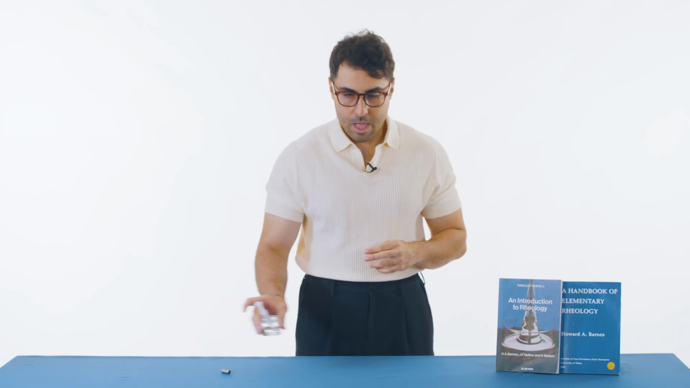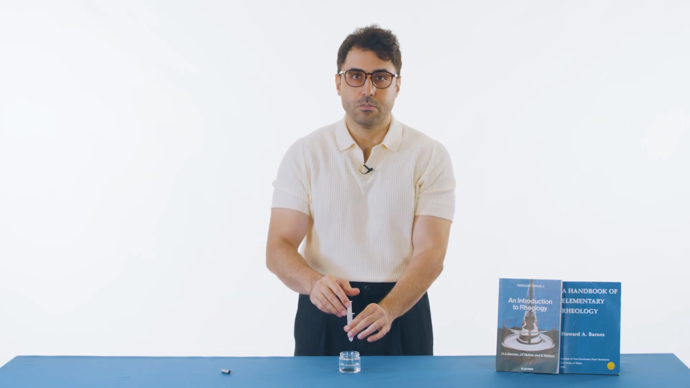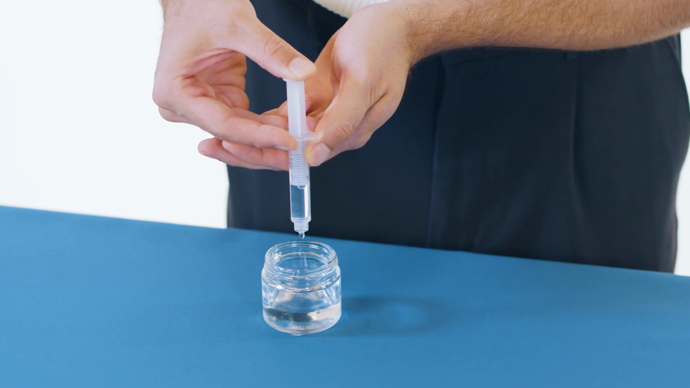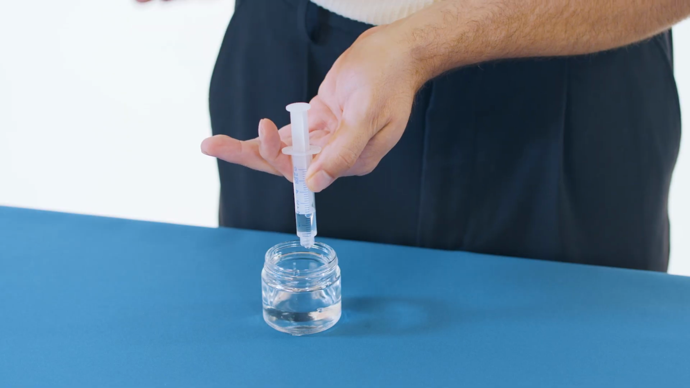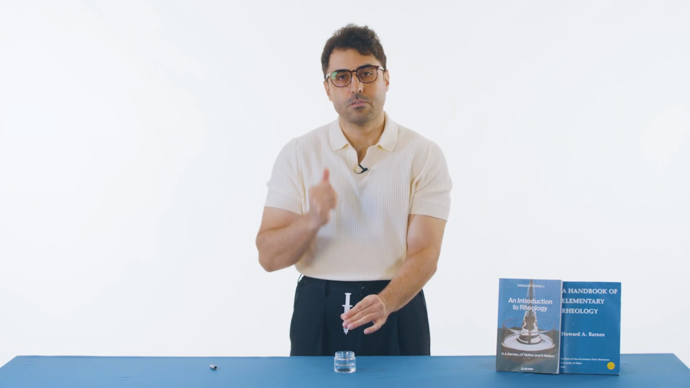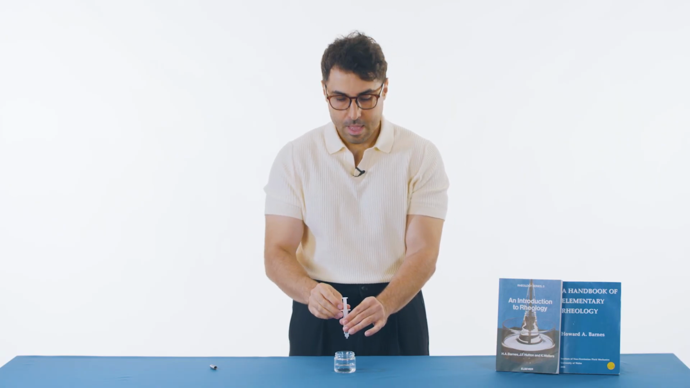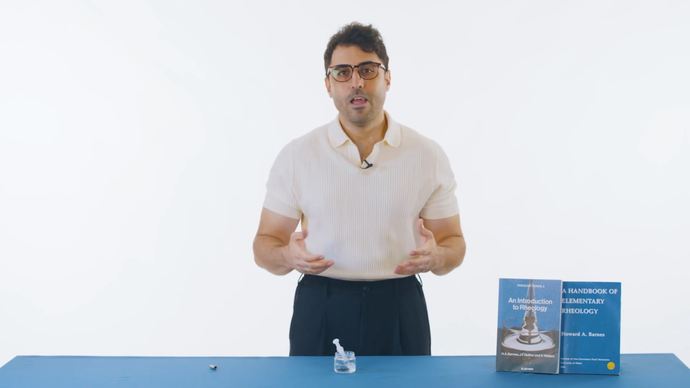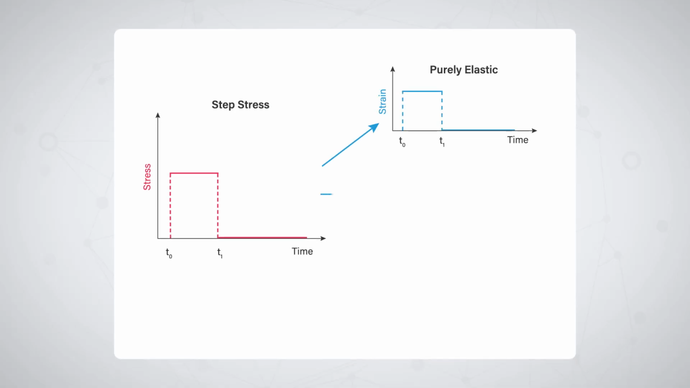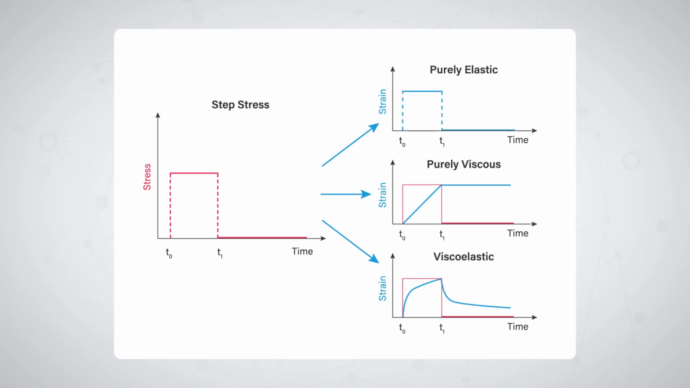Now the syringe. If I apply a force to the plunger, that's the stress, and water flows out. But when I stop pushing, the plunger doesn't bounce back. That's a purely viscous response, no recovery. Again, viscoelastic materials fall in between. When you apply a stress, they deform gradually, and when you remove the stress, they partially recover, depending on how elastic they are. The more elastic the material, the more it bounces back.